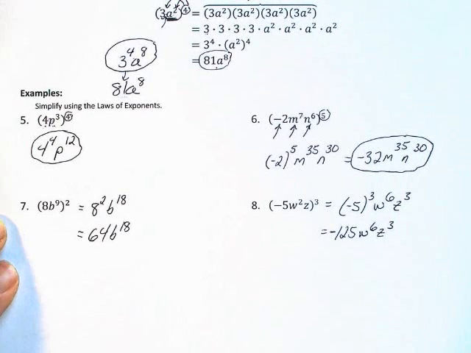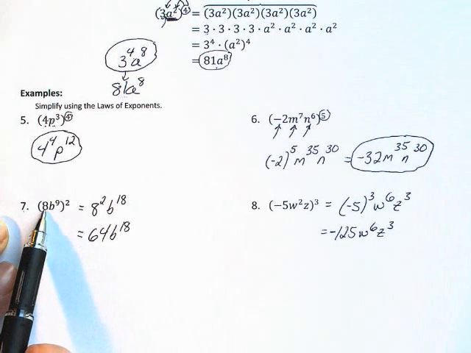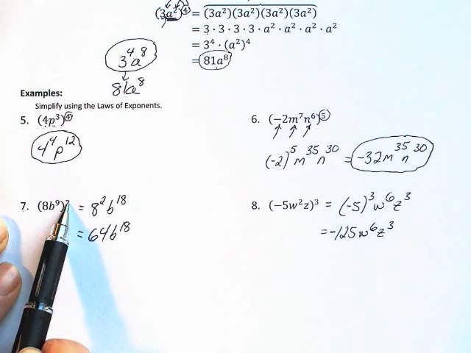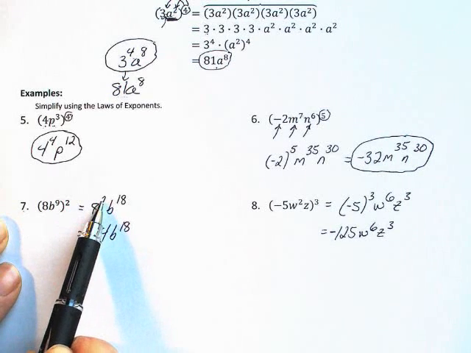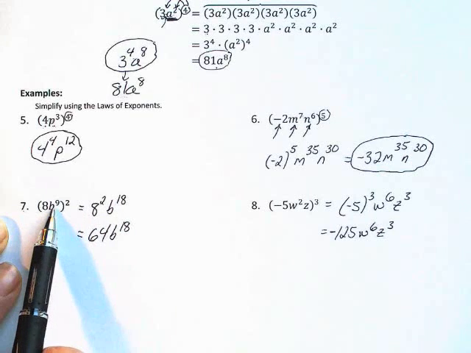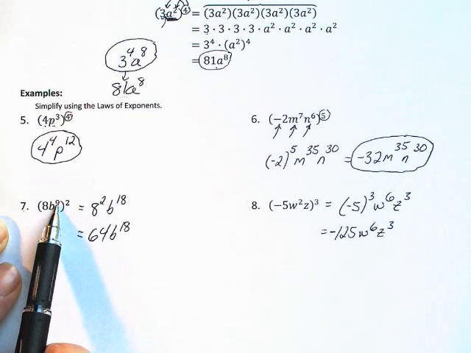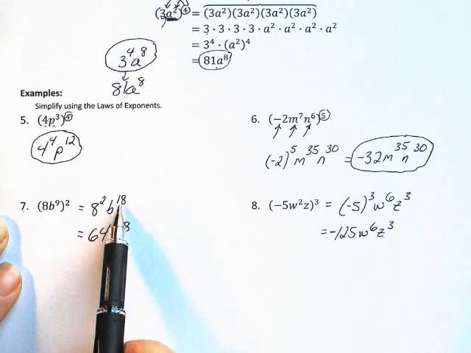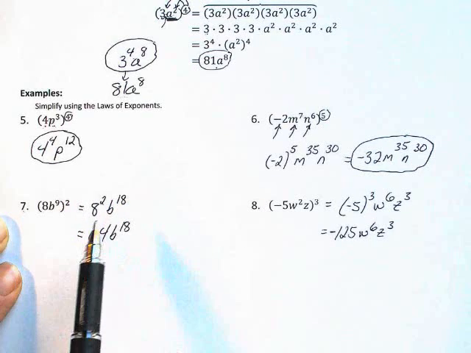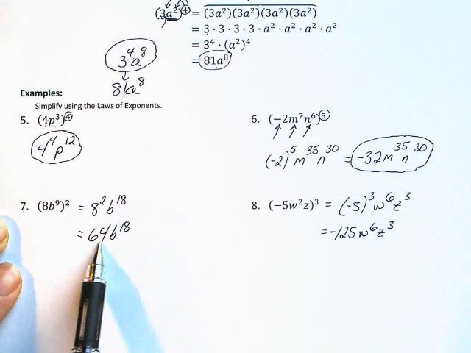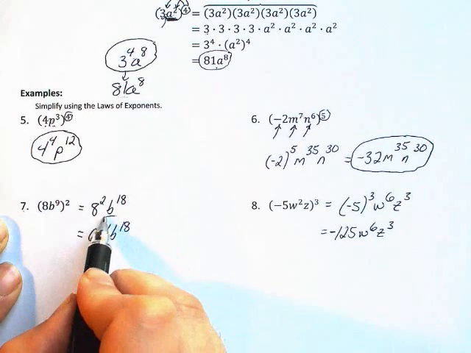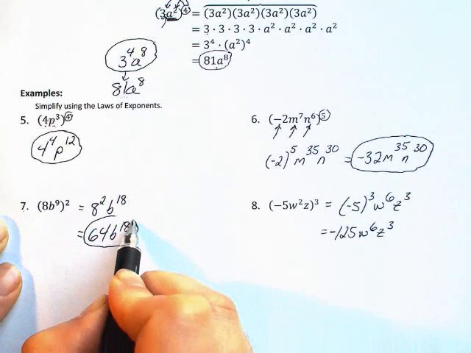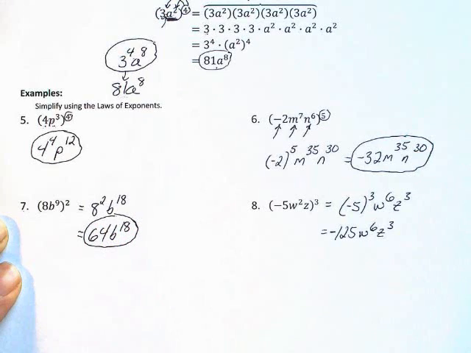Here are the answers to 7 and 8. So in problem 7, take the factor 8 and raise it to this power, so 8 to the 2nd power. And then take the factor b to the 9th, raise it to the 2nd power by multiplying the exponents to get this. 8 squared is 64, so this right here is a good form for a final simplified answer.